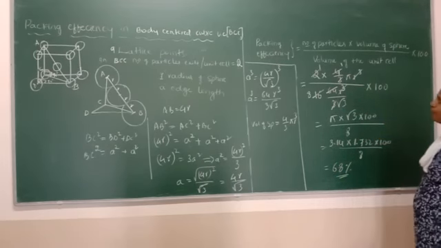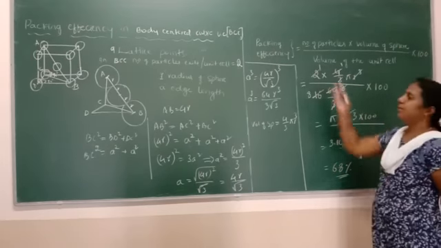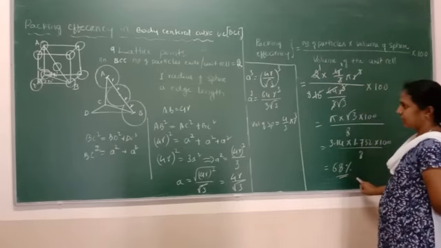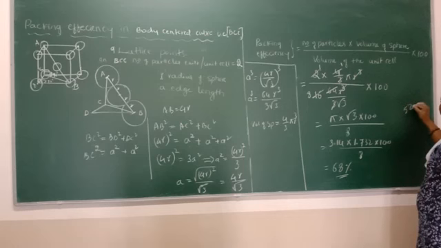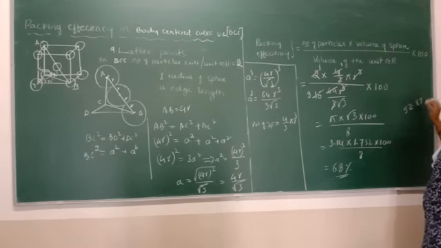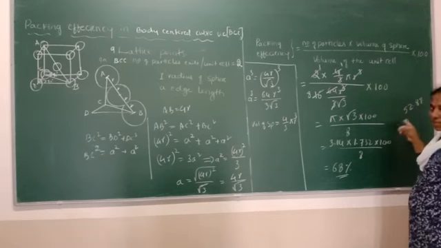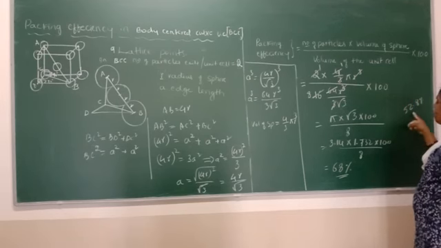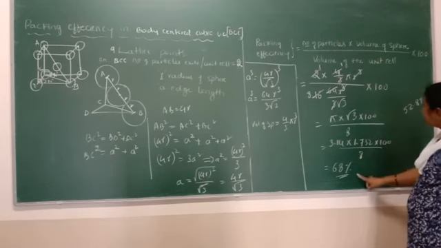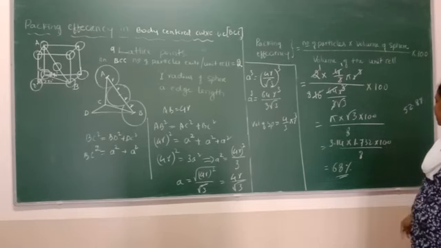So the value of packing efficiency in case of BCC is found to be 68%. But in case of simple cubic, it is found to be 52.8%. So because of the increase in the number of particles in case of BCC, the value of packing efficiency is increased from 52.8 to 68.